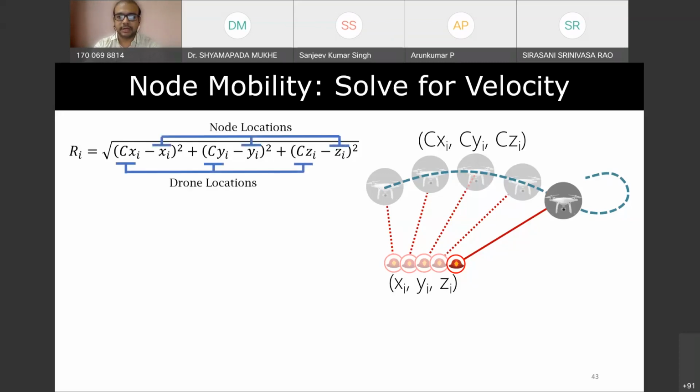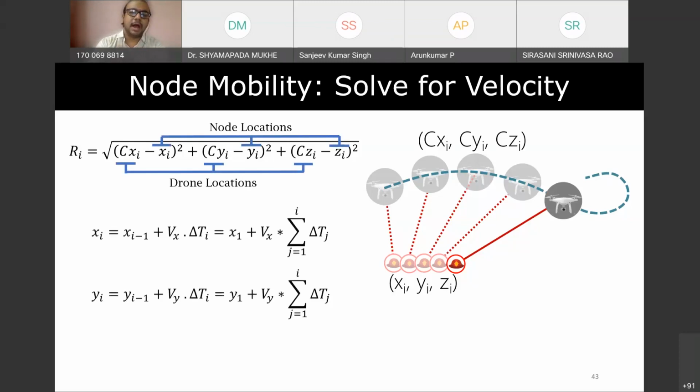So these are the drone locations, as I told you. These are the node locations, or the first responders' locations. Okay. And now, if I simply use kinematic equations, what is the value of xi? xi is equal to xi minus 1 plus Vx, the velocity in the x direction. Suppose you have two orthogonal directions, x and y. So Vx is the velocity in the x direction multiplied by delta Ti. There is some time gap between two range collections, let's say 1 second, 500 milliseconds, whatever the time. Velocity multiplied by that will give you the displacement in the x direction.